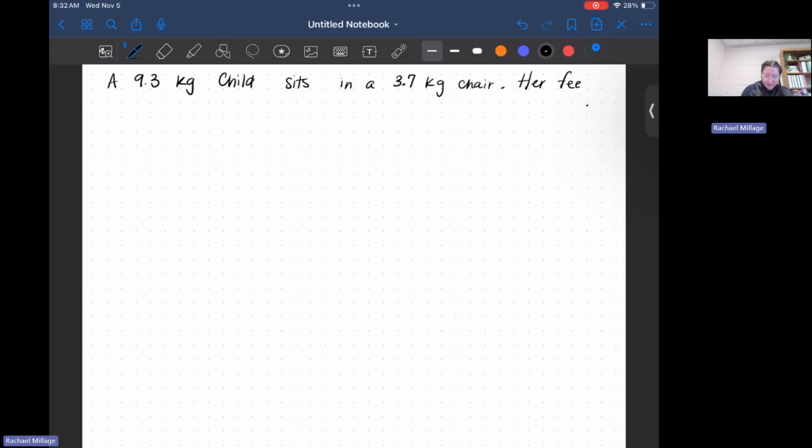Her feet do not touch the ground. So in this case, are we talking about tension? No, we're not talking about tension because we don't have a rope or a wire or anything like that pulling. We don't have any pulling forces. So this is just a practice problem on how to draw a free body diagram.